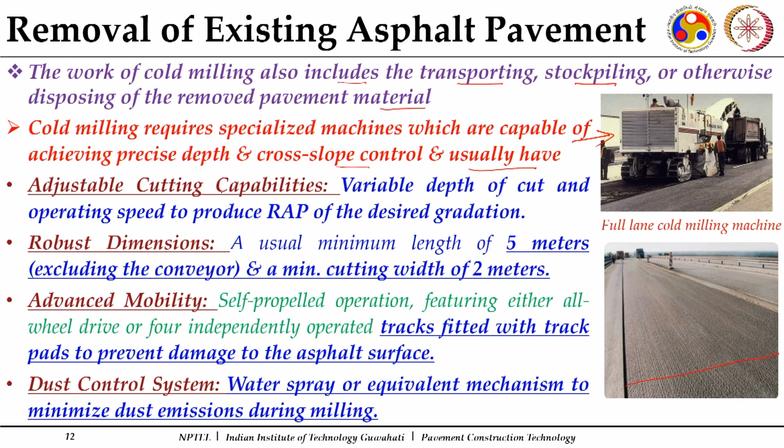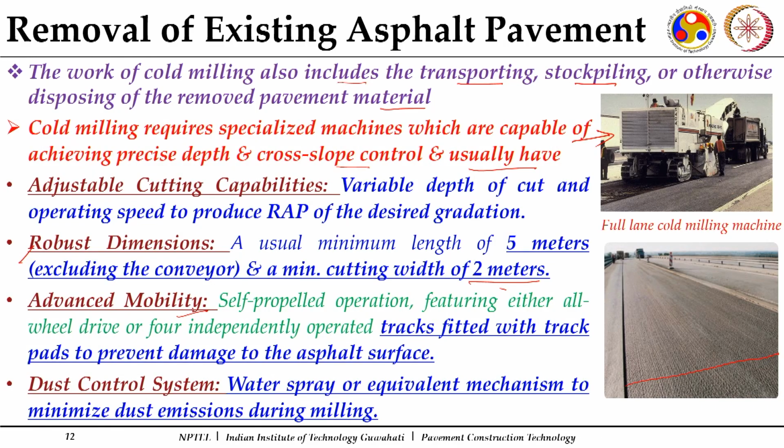Adjustable cutting capabilities have to be there with these milling machines. Whatever required depth up to which you are observing any distress and the surface needs to be removed, the milling machine should be able to do it while maintaining the cross slope and the proper camber also. The dimensions should be good enough that we are able to go for good widths, typically 2 meters, and it may be more than a lane. Also, nowadays more robust milling machines are available. And advanced mobility is also a feature, because when it moves over the existing asphalt pavement, it should not damage the existing surface.